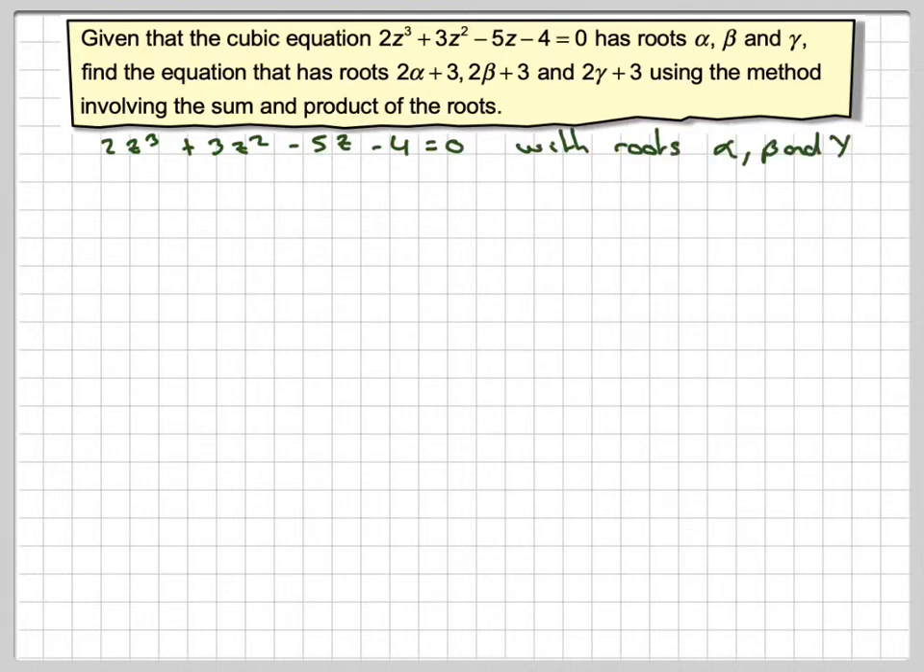Okay, so you've got 2z cubed plus 3z squared minus 5z minus 4 is equal to 0 with roots alpha, beta and gamma. So the sum of these roots, alpha plus beta plus gamma, the sum of roots is minus b over a, so it's going to be minus 3 over 2.